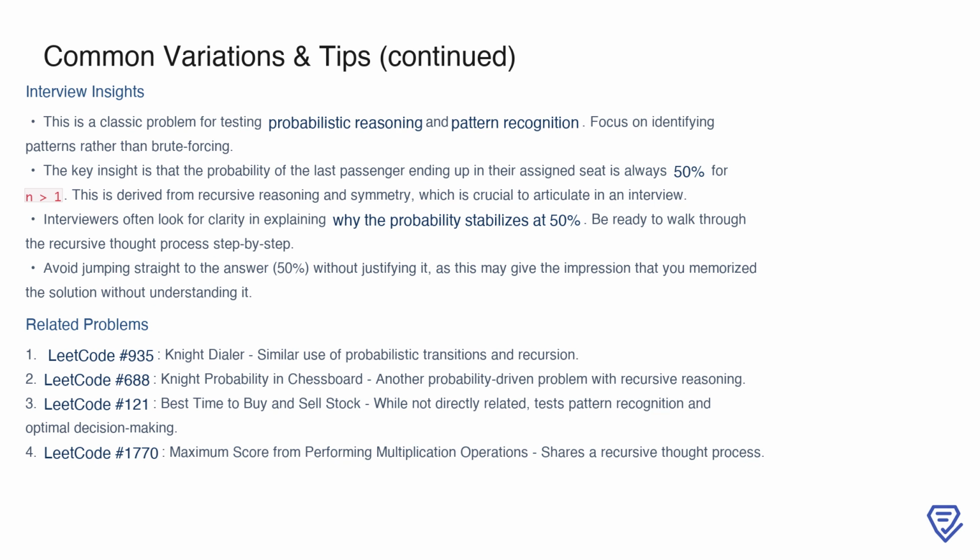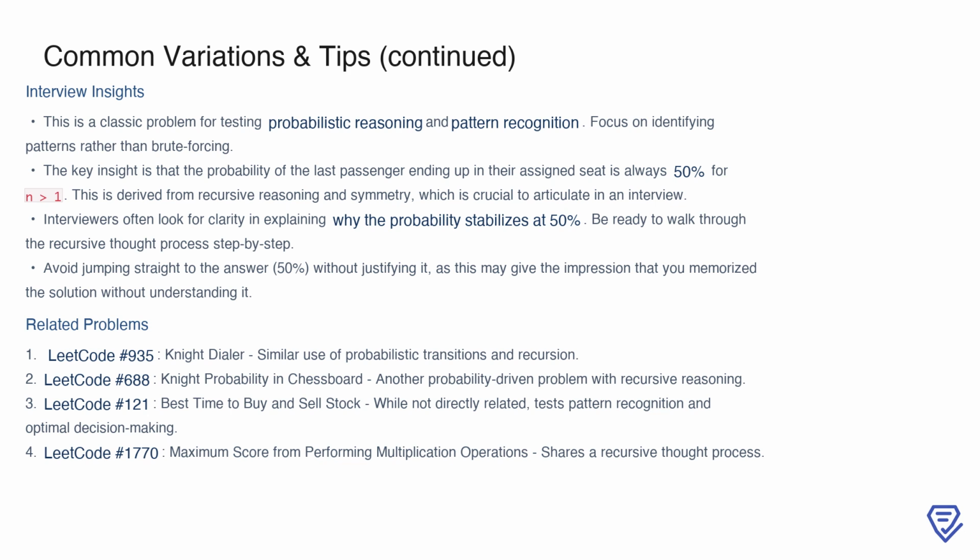This problem is often used in interviews to test probabilistic reasoning and pattern recognition. Instead of brute forcing, focus on recognizing patterns, as that's the heart of solving this problem. One key insight is that for n greater than 1, the probability of the last passenger ending up in their assigned seat is always 50%. This result stems from recursive reasoning and symmetry, which you'll want to explain clearly during an interview.